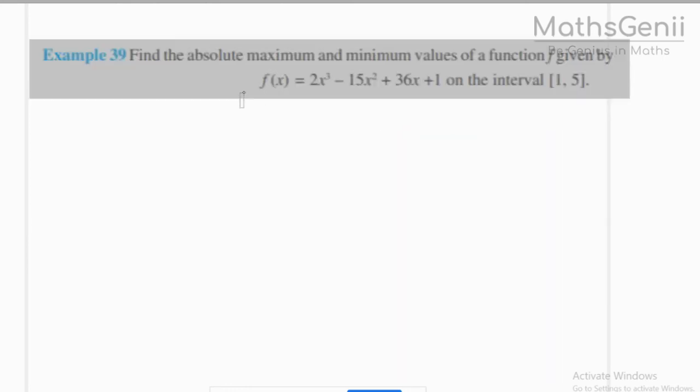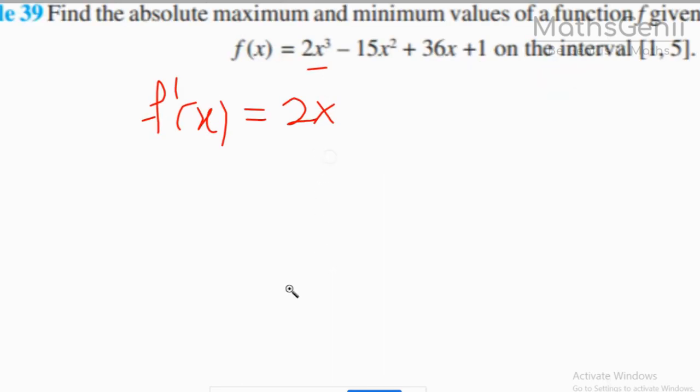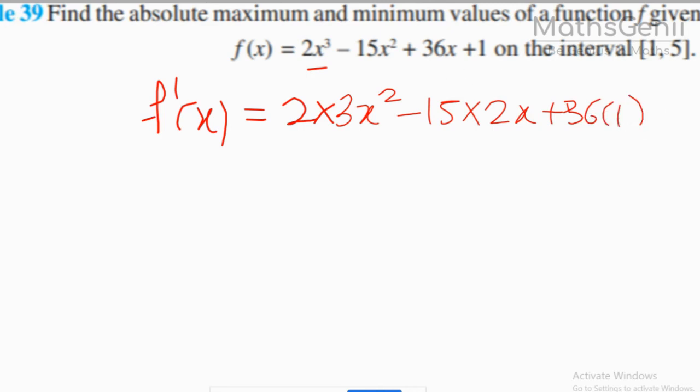Let's find f dash of x. 2 is a constant, x cube derivative is 3x square, minus 15 into x square derivative is 2x, plus 36. X derivative is 1 and 1 derivative is 0. Okay, so this is 6x square minus 30x plus 36. So I'm done with the first step.